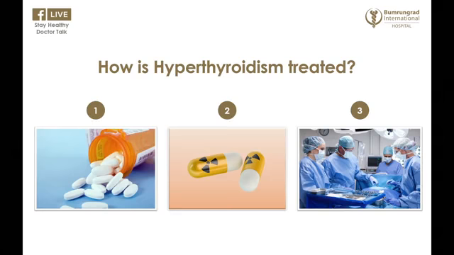Surgery, we don't really use as often. We do it only if, for example, we also detect a lump in the thyroid gland that looks suspicious for cancer, that we need to remove anyway. So we may prefer to just remove the thyroid gland to treat the overactive thyroid as well. Or if people have such a large goiter, that the thyroid gland is so large that it causes compression to the breathing system and a lot of discomfort. Or if people cannot be treated any other way, then we may do the surgery.